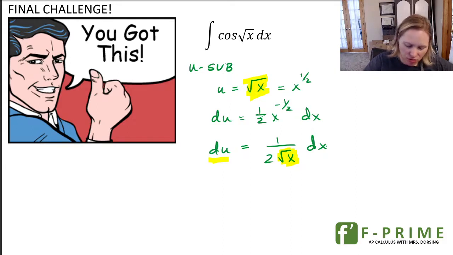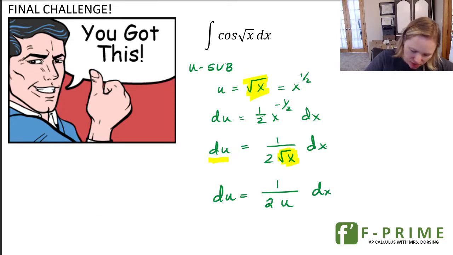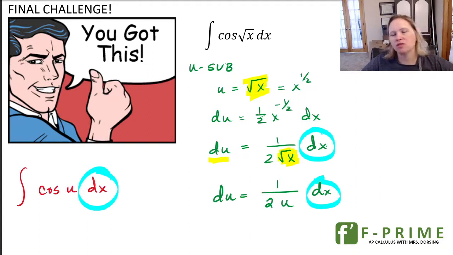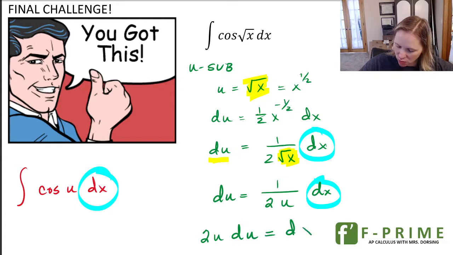So what I'm going to do is rewrite this as du equals 1 over 2u dx. Now, why did I do that? Well, when I start replacing things, I'm going to come down here. When I start rewriting this as cosine of u dx, my goal is to replace the dx. That's what I need to get rid of. So I would need to solve for dx over here in my work with my u substitution. I would want to find a way to get rid of the x here, and then that allows me to multiply it over to the other side and get 2u du is equivalent to dx.